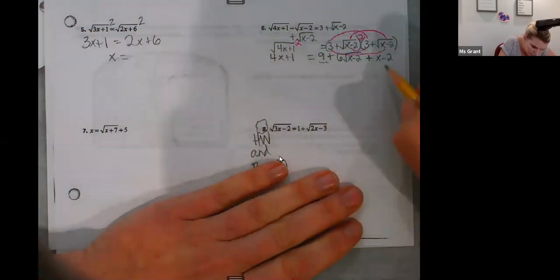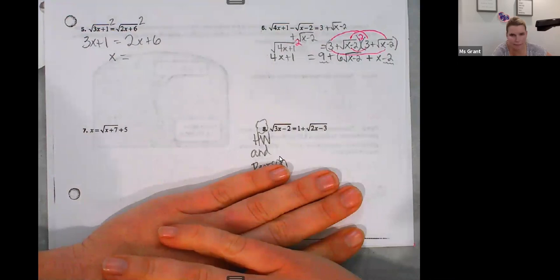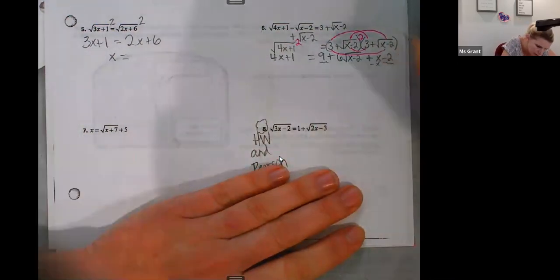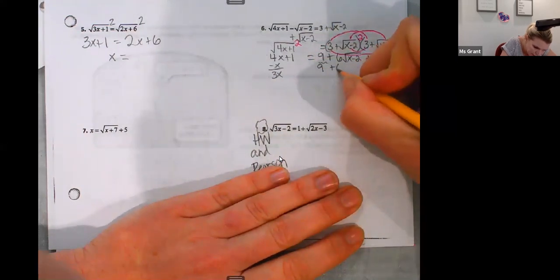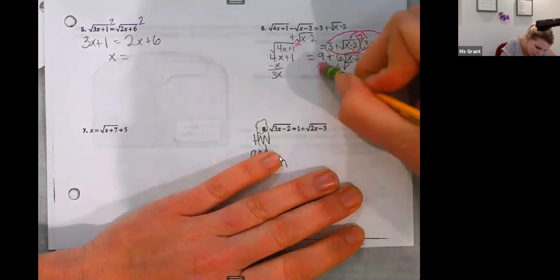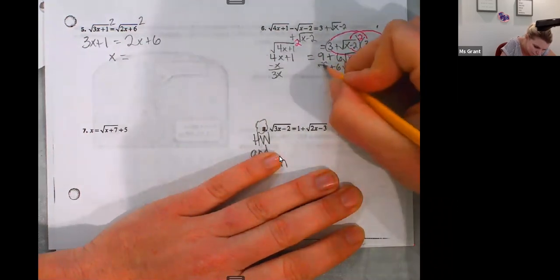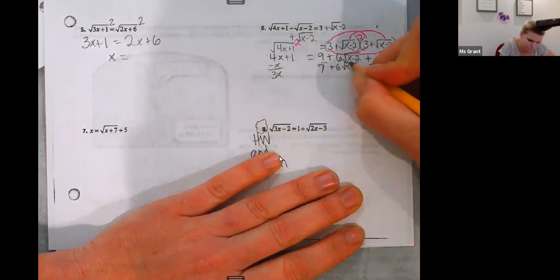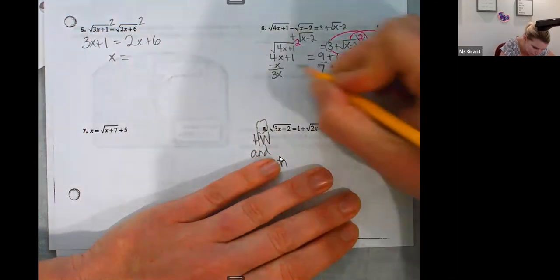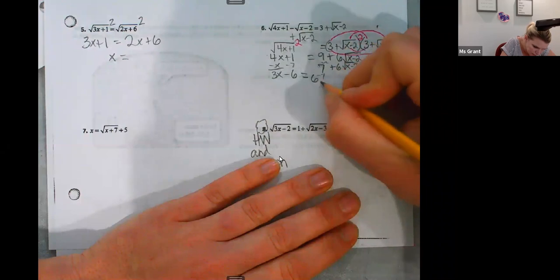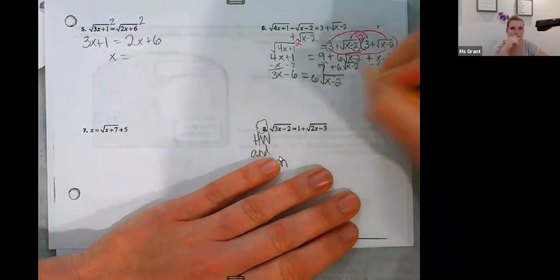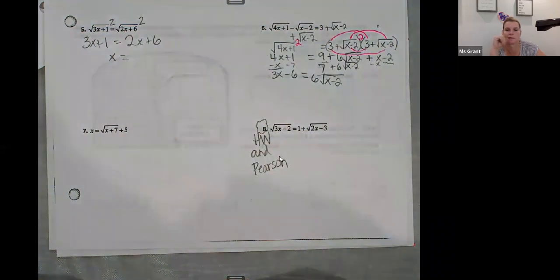So, like terms, on the right side, let's simplify this out. Let's get rid of the x first, because I know that I can subtract the 4x. Now I have 9 plus 6 rad x, minus 2, so 7. Subtract 7. 3x minus 6 equals 6 times the square root of x minus 2.